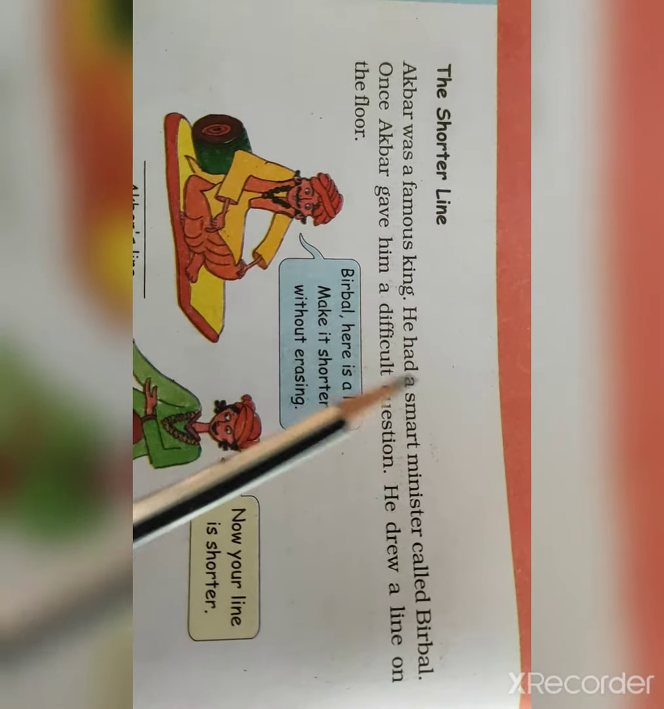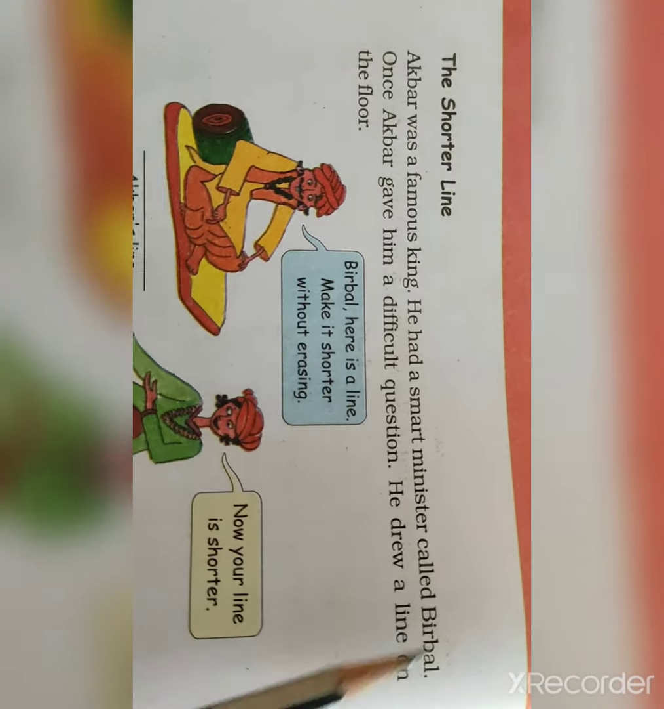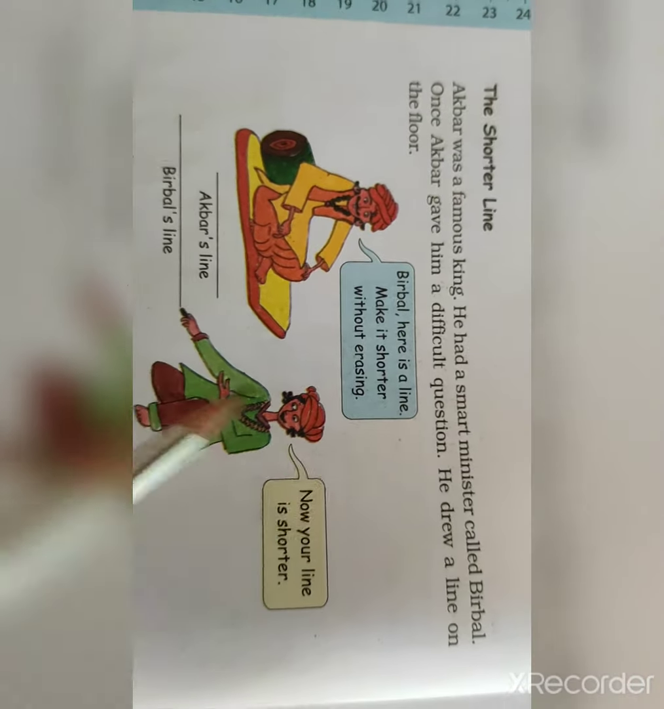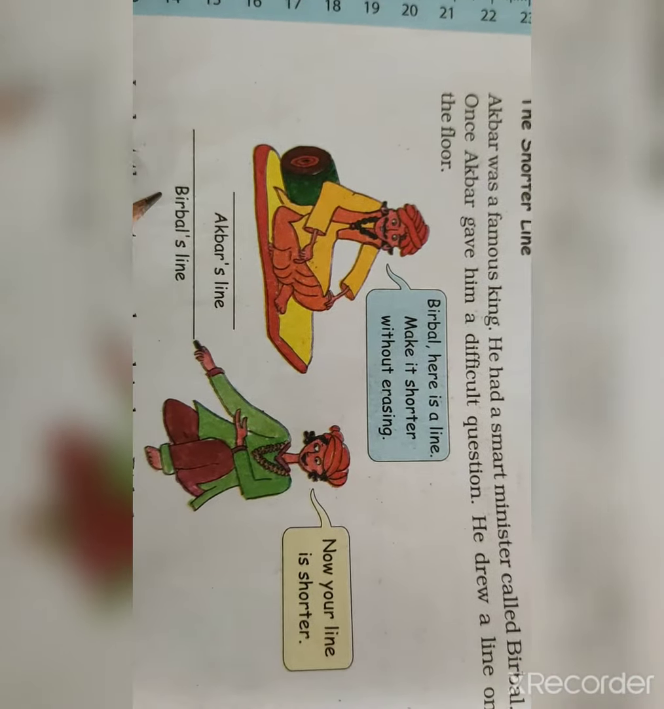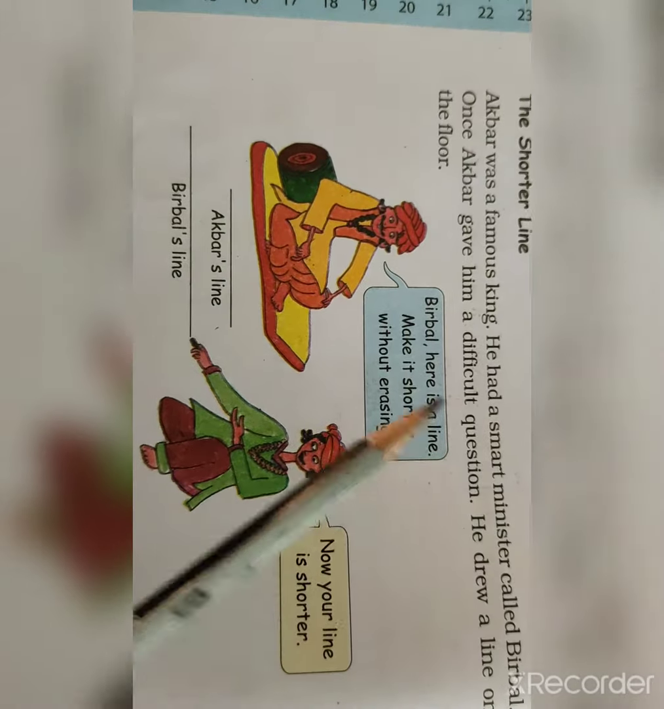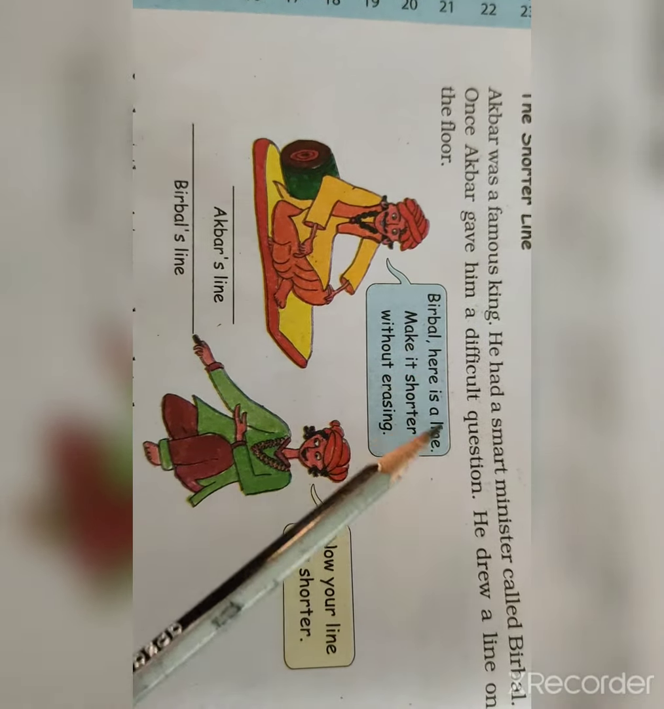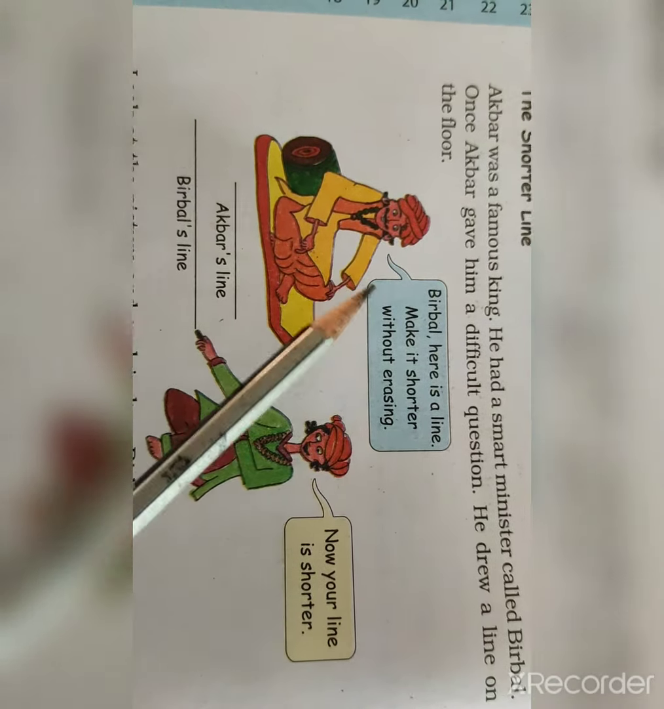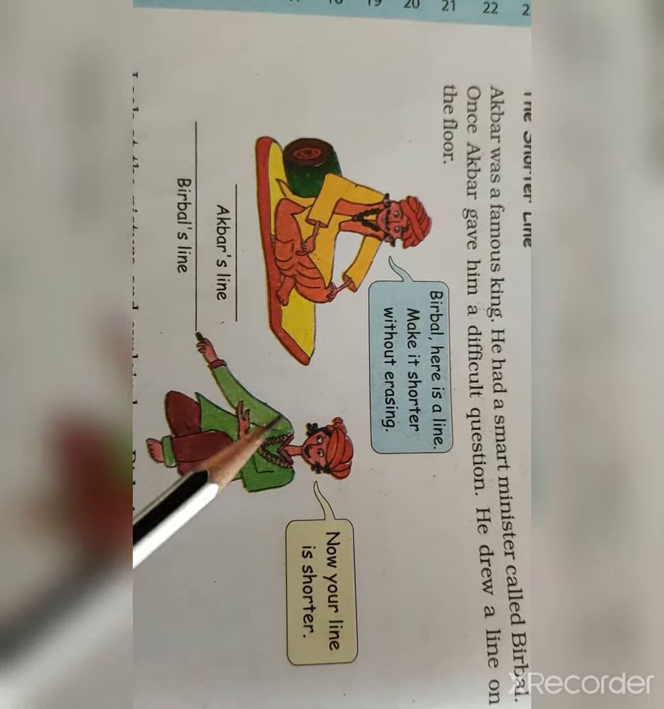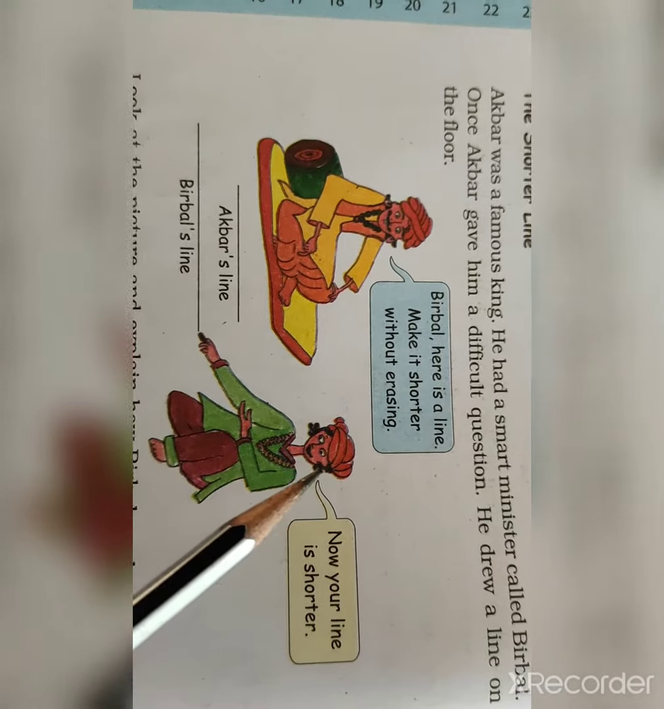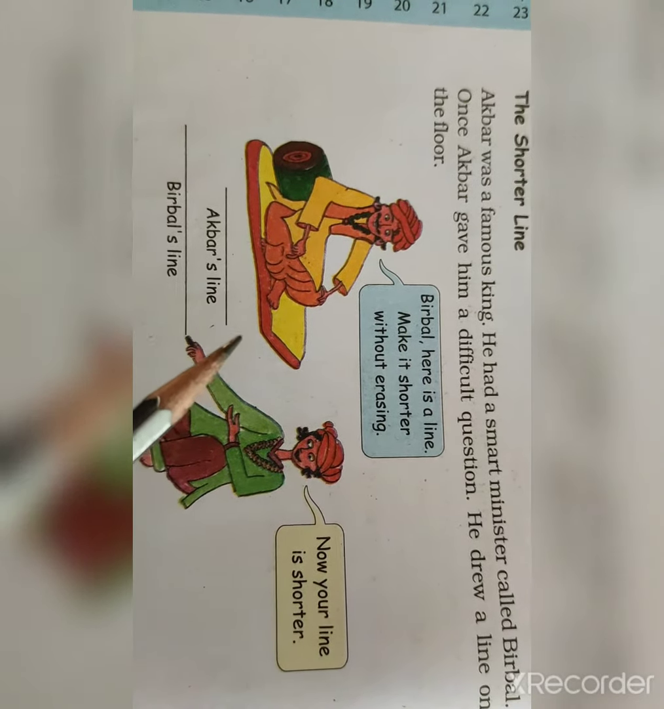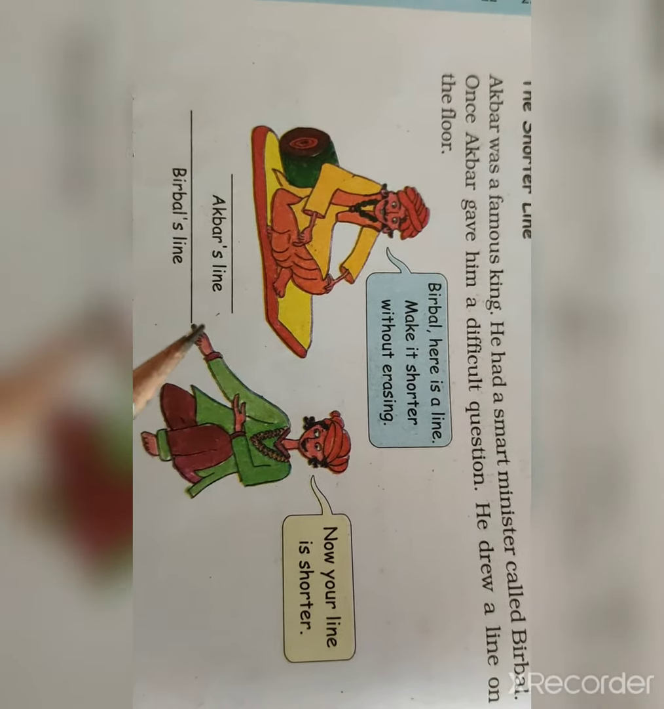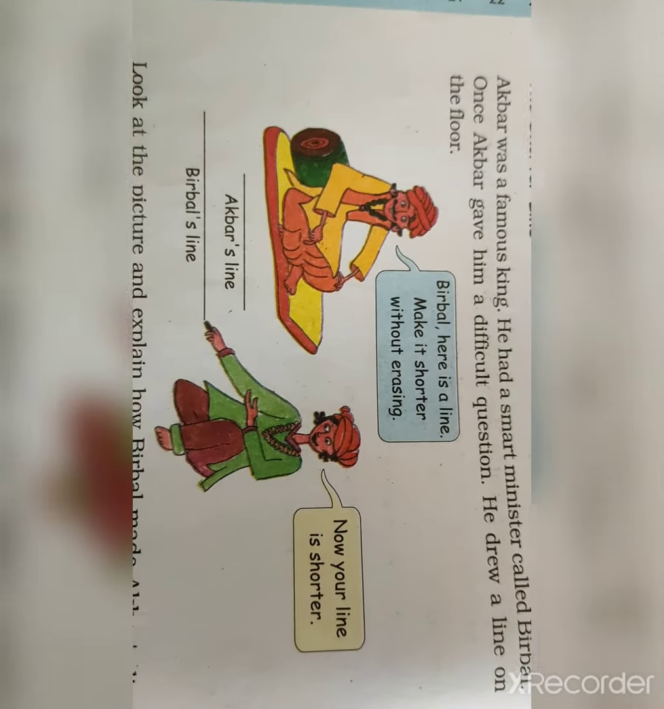Once Akbar gave him a difficult question. He drew a line on the floor. He is telling Birbal, I have drawn this line. Birbal, here is a line, make it shorter without erasing. Akbar is telling, कि इसको बगैर रब किए, now you will draw a long line greater than my line. So the minister is very smart.